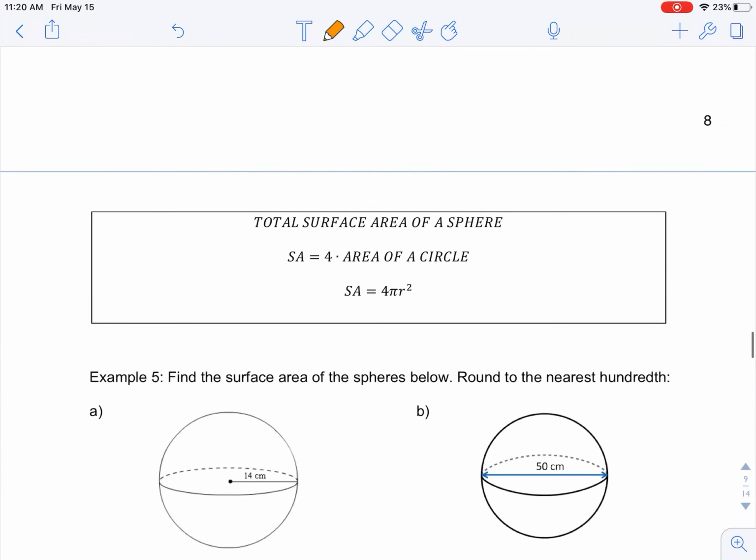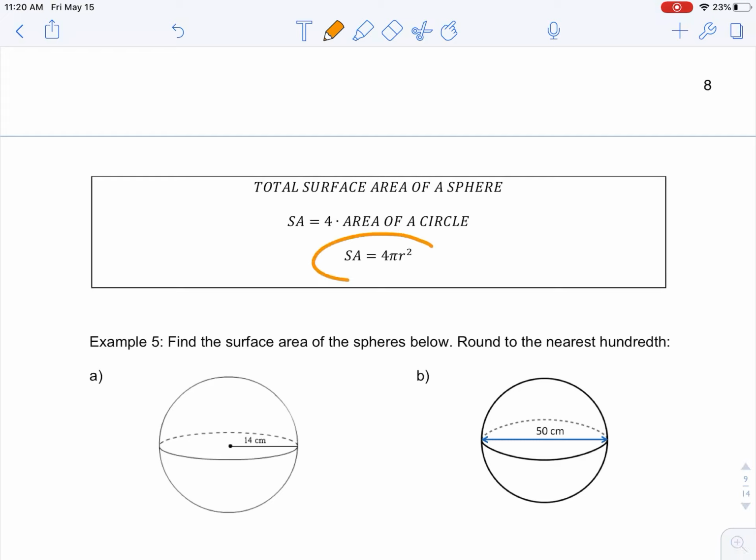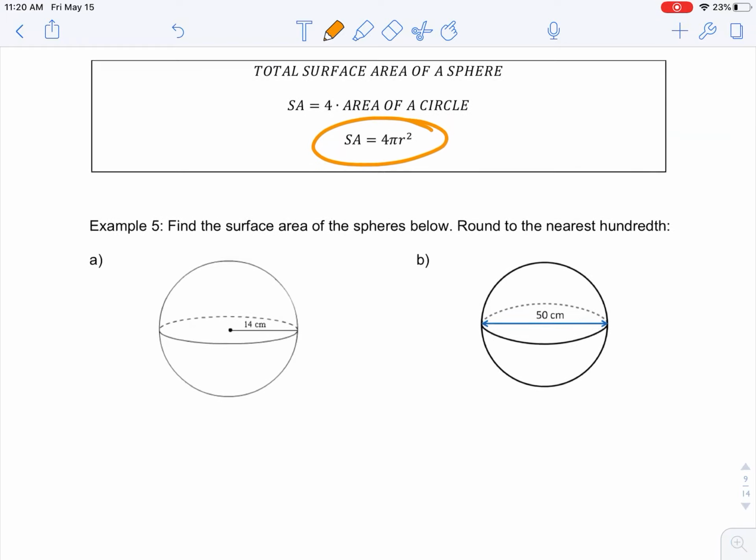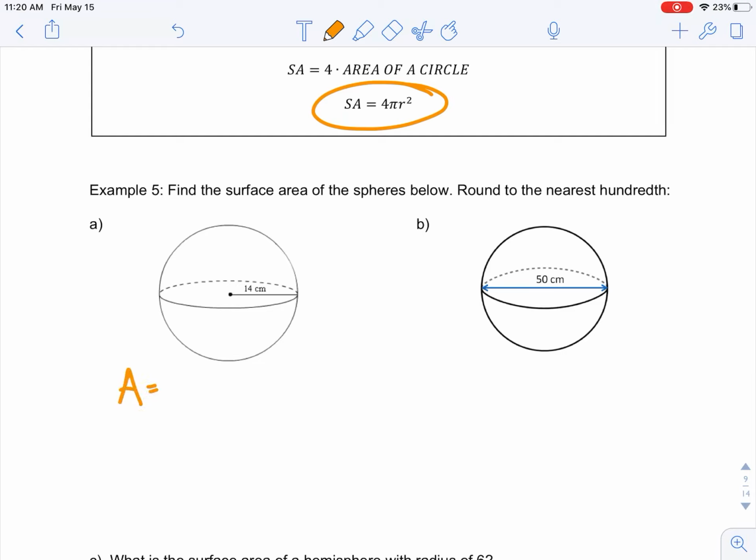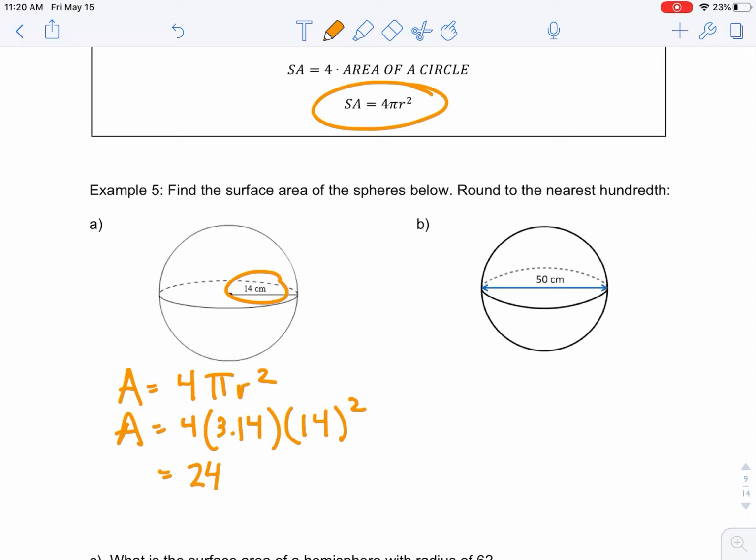So page 9 is surface area of a sphere. So all you're going to do is 4 times pi r squared, which is the area of a circle, right? So for a sphere, I'm going to do 4 pi r squared. And so pi is 3.14. In this case, here's my radius. And I type all that in my calculator. 2,461.76 centimeters squared.